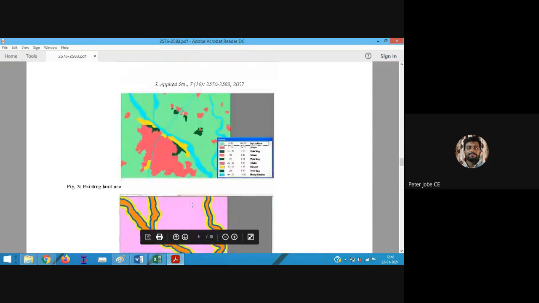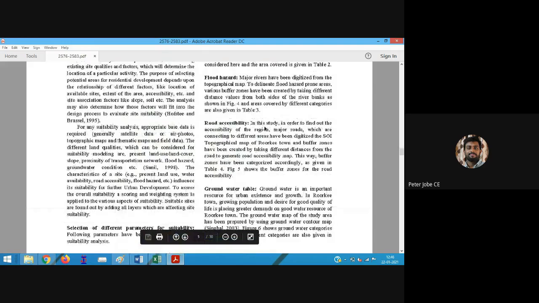And the next map they have prepared is the road accessibility map. So the study was done in order to find out the accessibility of the region. Major roads which are connecting different areas have been digitized from the Survey of India topographical map of Roorkee town, and buffer zones have been created by taking different distances from the road to generate the road accessibility map.